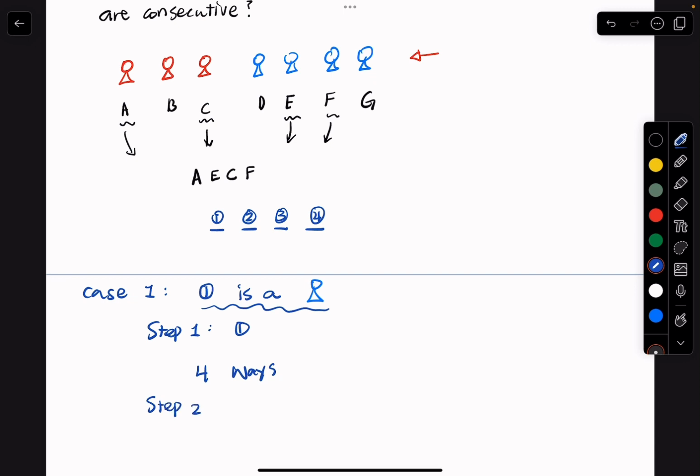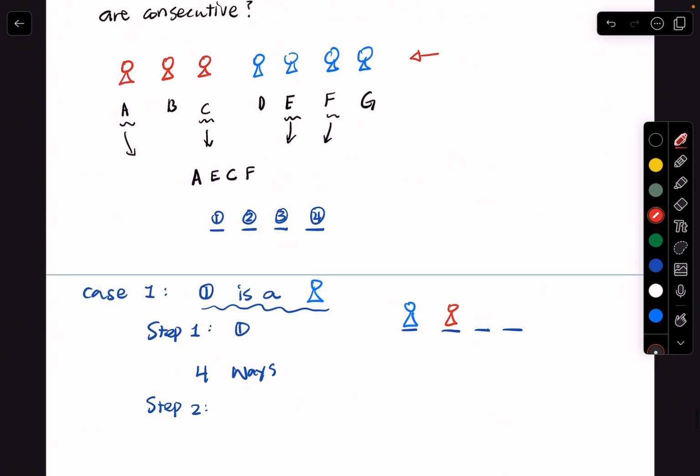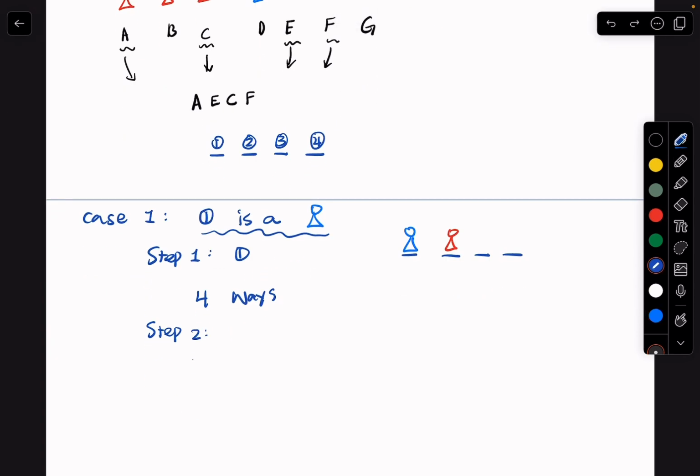Okay, and step 2. We're choosing a person for the second place. Let's draw the 4 places. If my first place is a boy, that means my second place has to be a girl. So I'm going to choose a person from my 3 girls here, A, B, and C. So for this step, I have 3 ways.